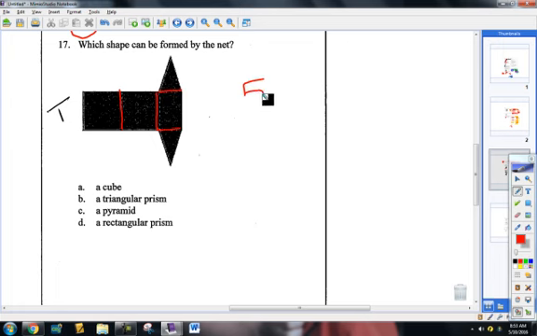So, first of all, you see there are 5 sides. And you see triangles. So right away, can it be a rectangular prism? Clearly not. You can't have a triangle on a rectangular prism. What about a cube? No, you can't have a triangle. So you really come down between these two.